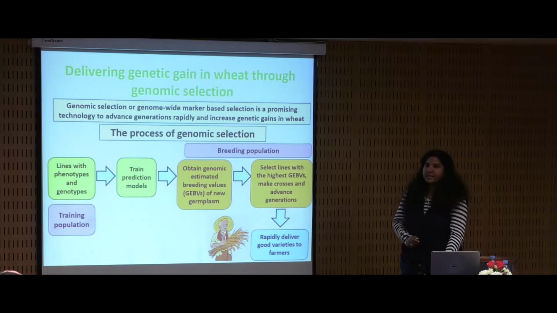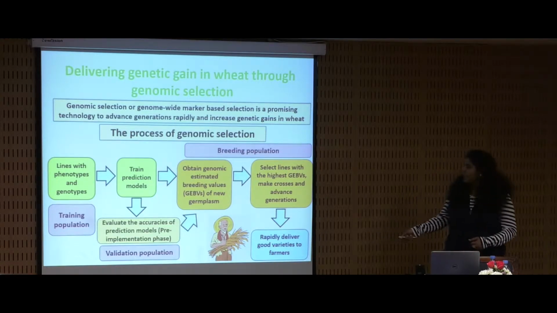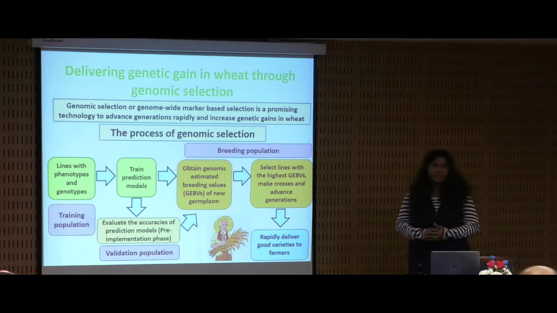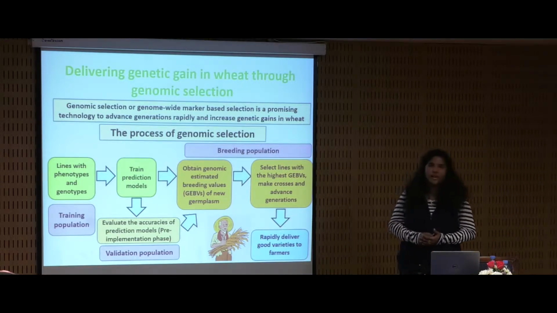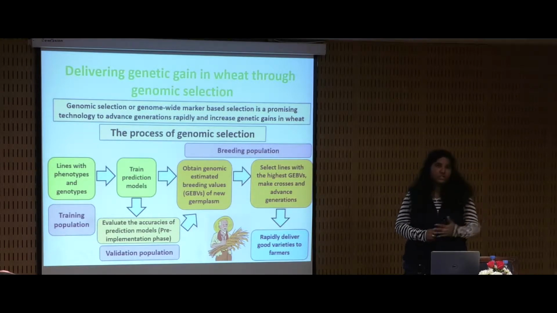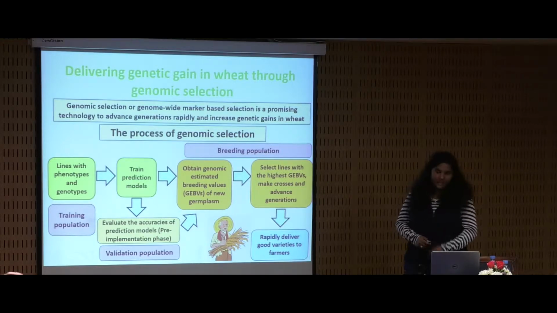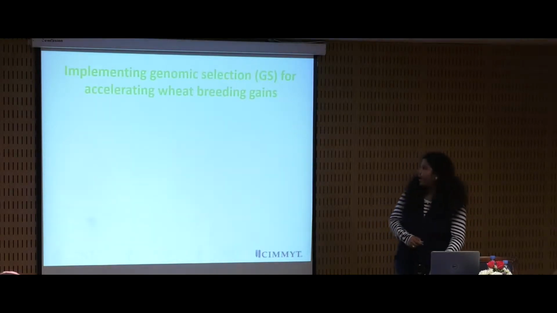You can also take a simultaneous path here. Once you train your prediction models, you can also evaluate their performance. I would call this a pre-implementation phase, where you first need to test your models on what I would call a validation population, and then you can really start implementing genomic selection in your breeding program.